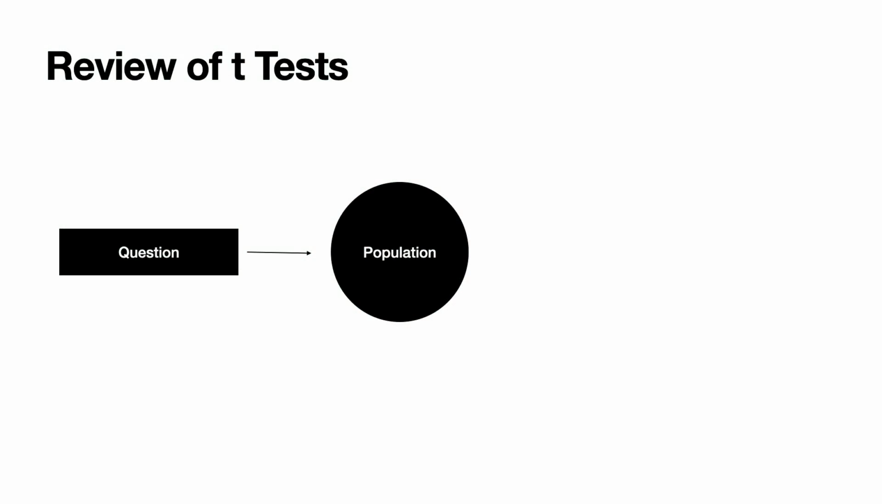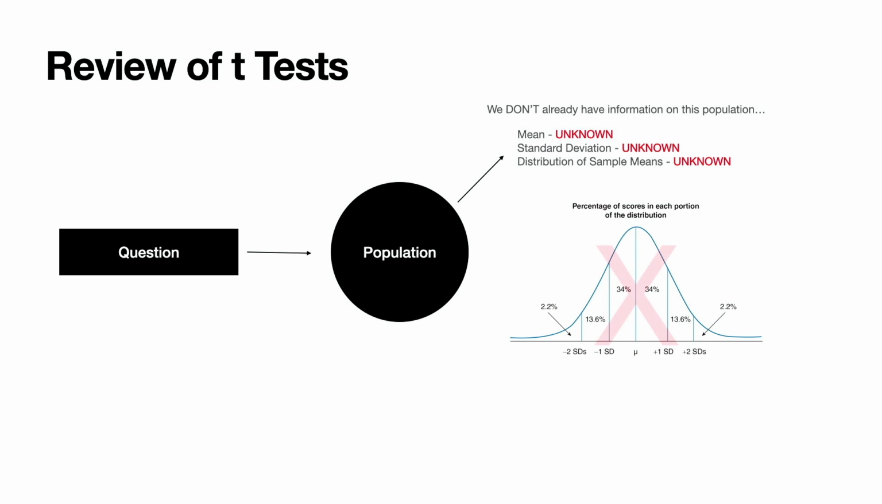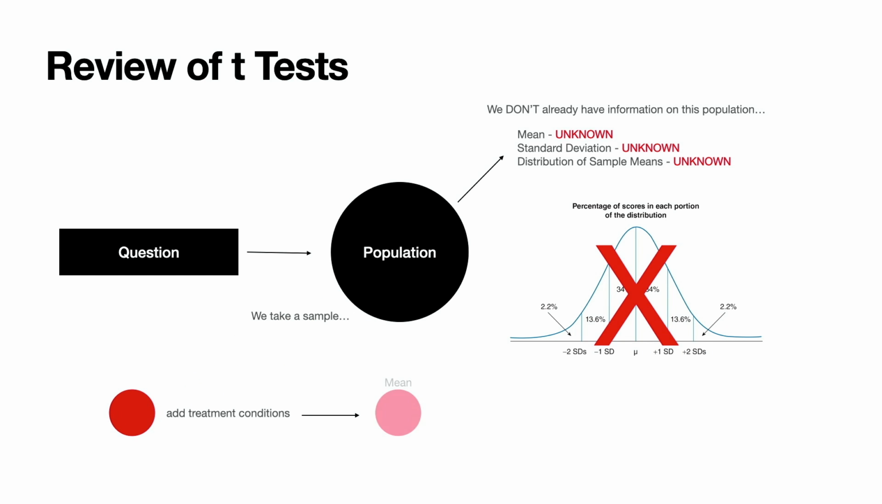But most of the time we're going to be dealing with experiments and studies where we're not as knowledgeable about all of these areas. We don't know necessarily the mean of the population. We don't know the standard deviation, and we don't know that distribution of sample means. So this can't be used. That's not what we're going to be using. Yet, here we are. We decide we're going to sample anyway. We take a sample, put in our treatment conditions, measure our dependent variable. We would manipulate our independent variable, and it would produce a change in our dependent variable.